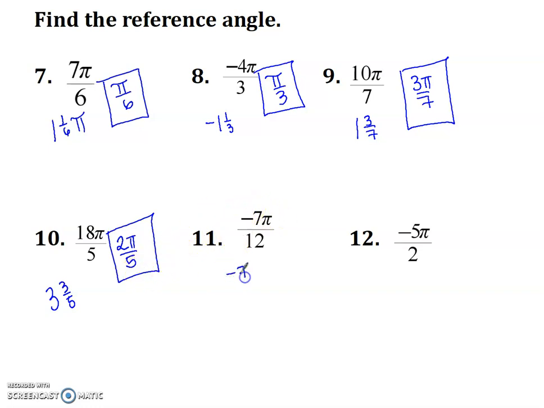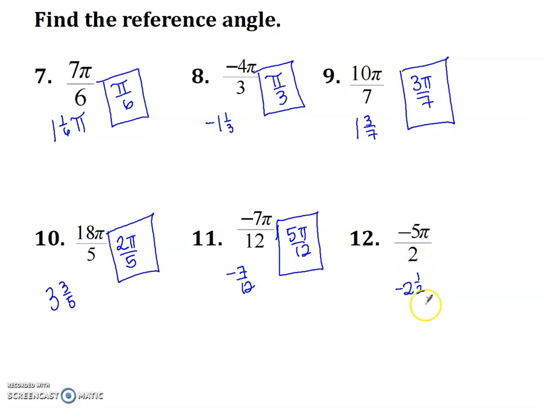Number 11, that's just -7/12. Okay, so we don't have a whole number, so we're just looking at the fraction. 7/12 is more than a half. So what's left, the 5/12, that will be my reference angle. Okay, remember, we never include the negative with the reference angle. It is always positive.